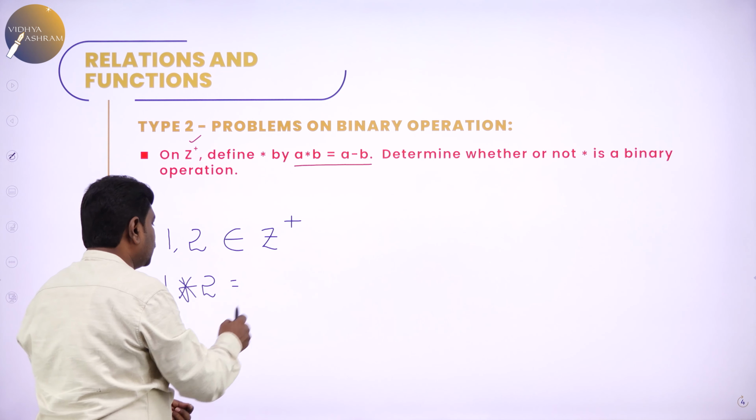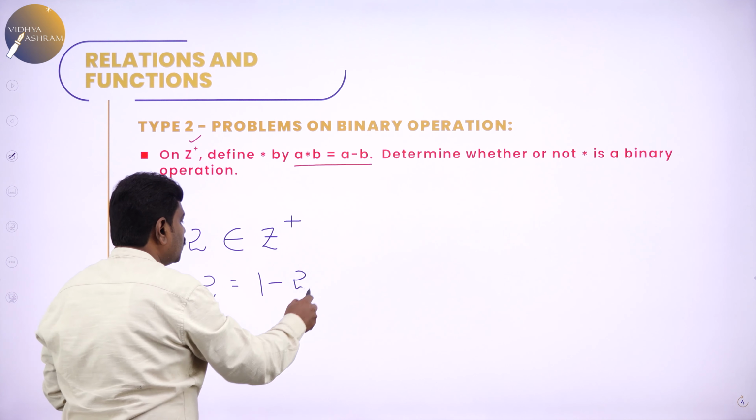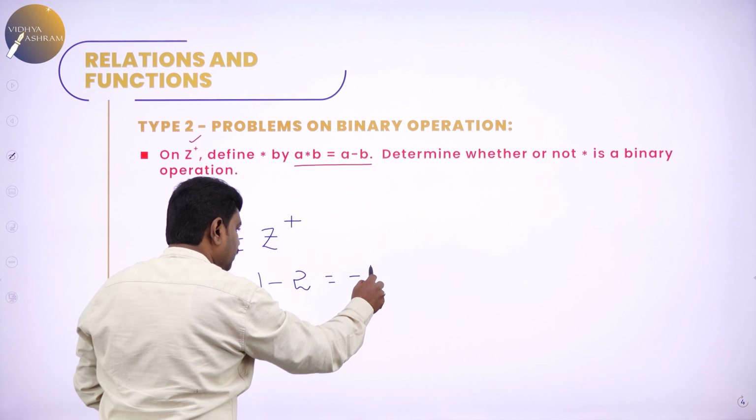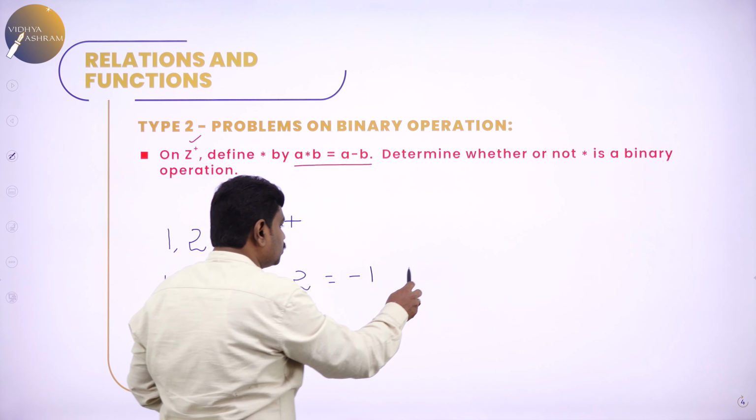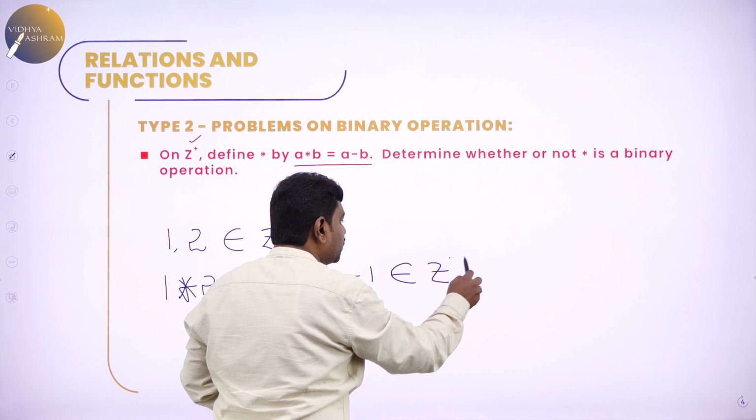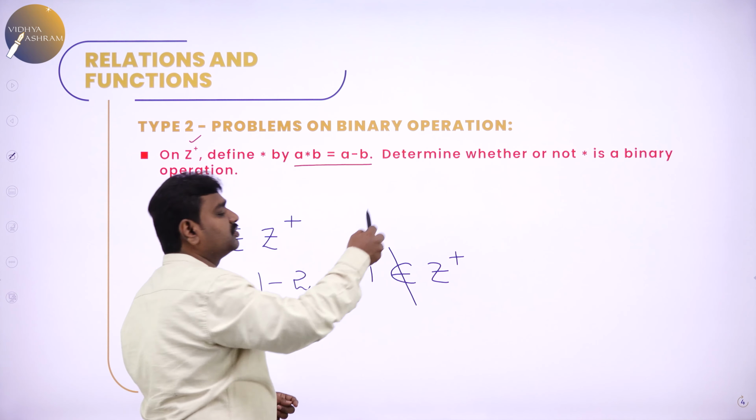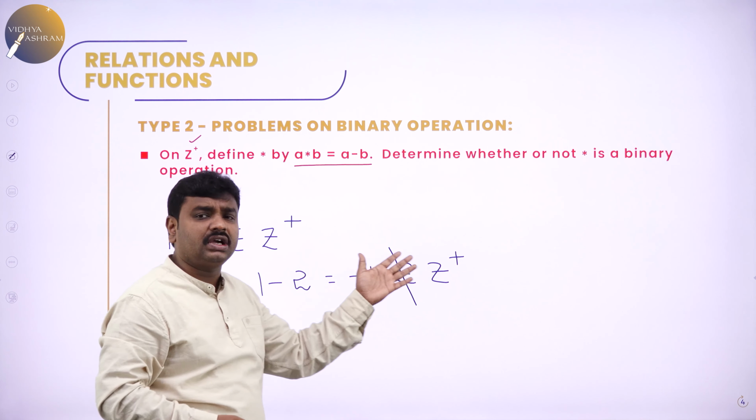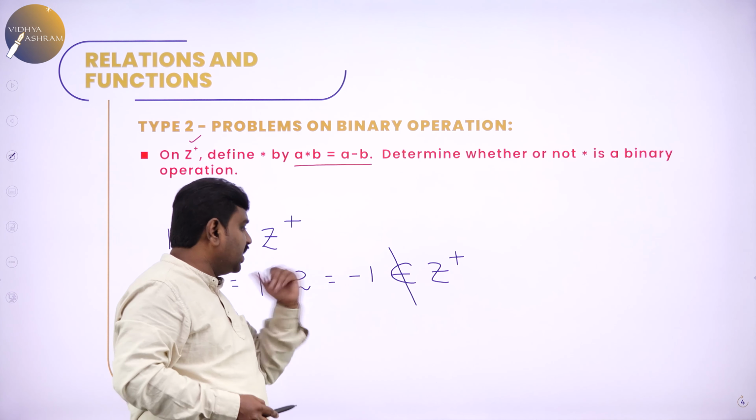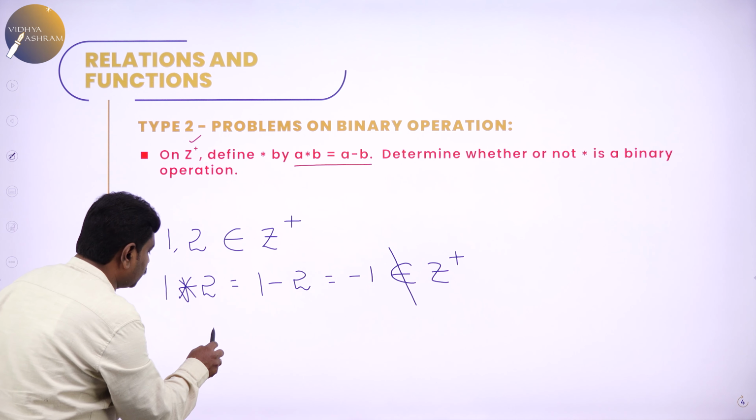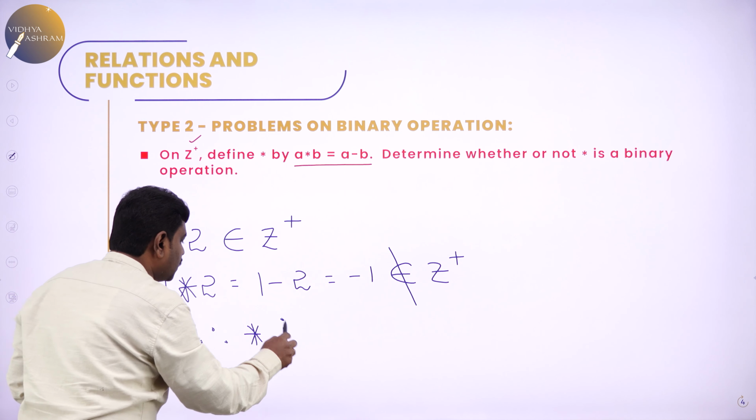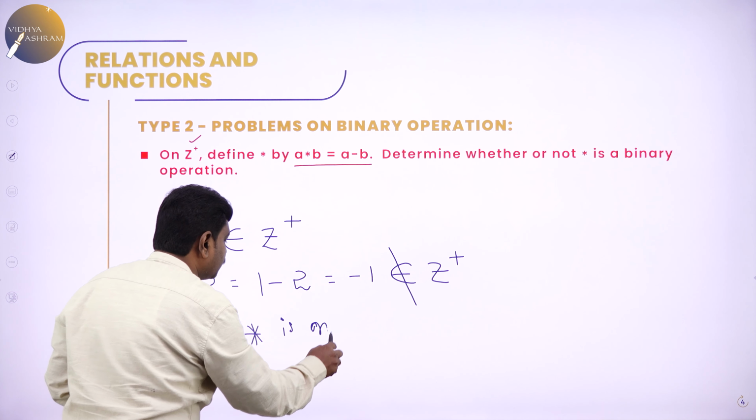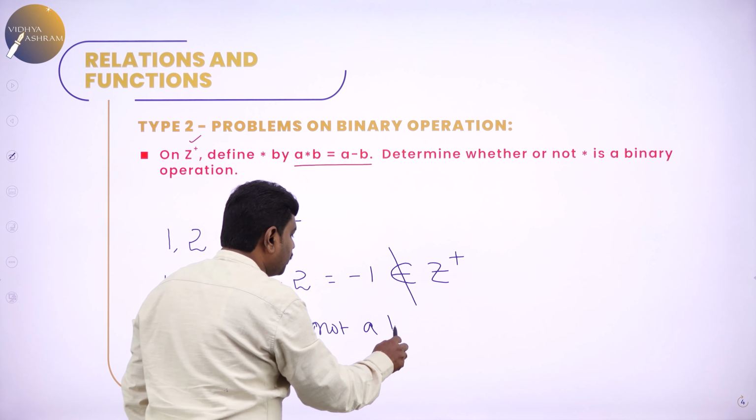So we have 1 star 2 is 1 minus 2. What is 1 minus 2? Minus 1. All of you know, does minus 1 belong to Z plus? Minus 1 does not belong to Z plus. Minus 1 is not a non-negative integer, it is a negative integer. So therefore, what is the conclusion? Therefore, star is not a binary operation.